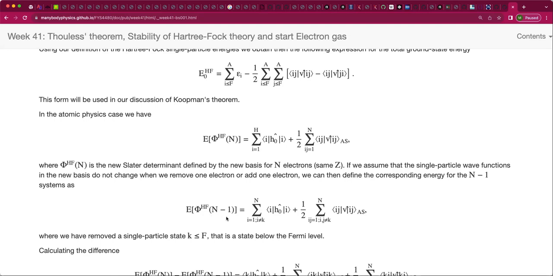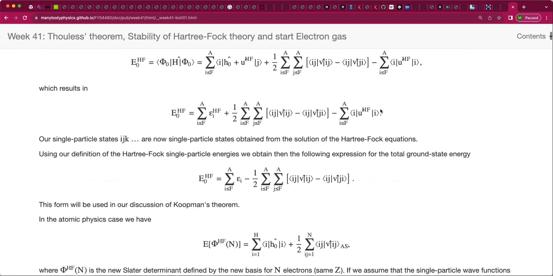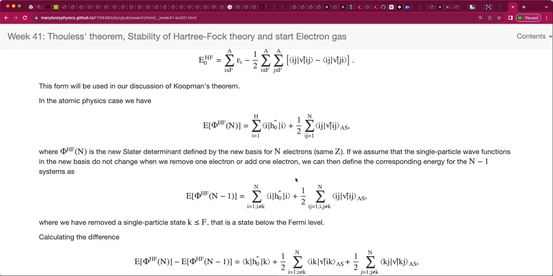Now comes an assumption, and this is why sometimes you wonder why this is called a theorem, because the assumption is that these single particle states don't change when you move from one atom to another one where you have removed an electron. So if you take sodium, so let me just put that on the drawing board there, so you see the usefulness of Koopman's theorem. So let me just bring that up, and let's look at a simple example.